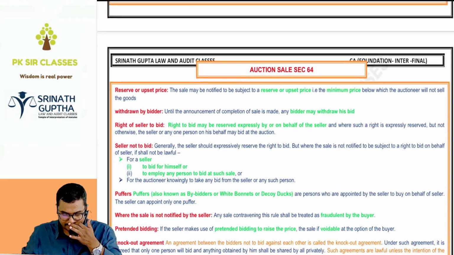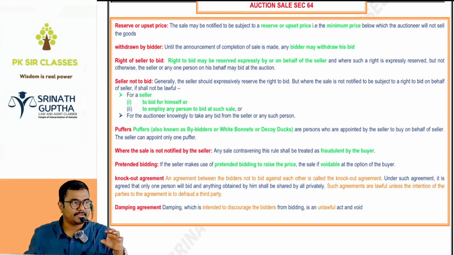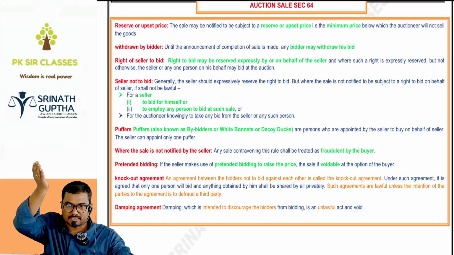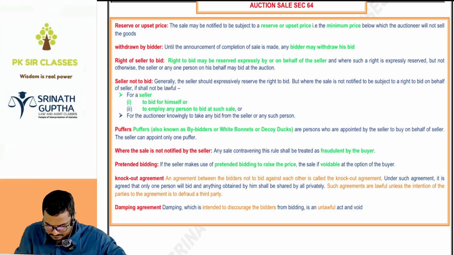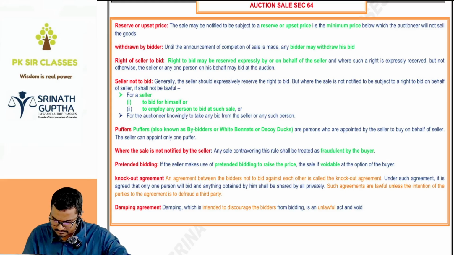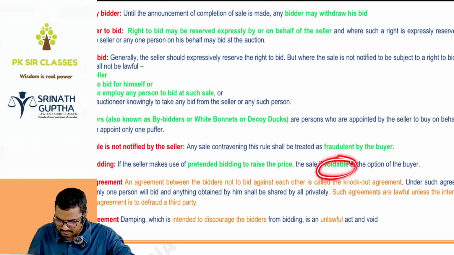For example, if we are appointing an agent just to increase the price, it is said to be pretended bidding, and it is voidable at the option of the buyer.